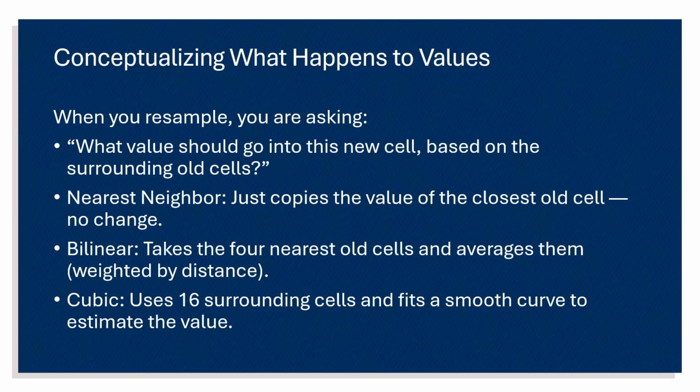So when you resample, you think, what values should go in this new cell based on the surrounding old cells? Nearest neighbor just copies from one to the other. Bilinear takes the four nearest and averages them by distance. Cubic uses 16 and fits a smooth curve to estimate the values.